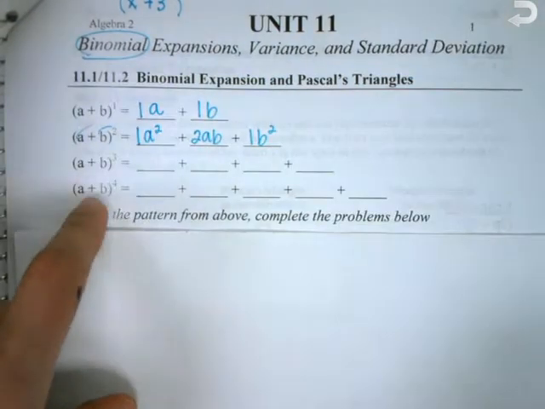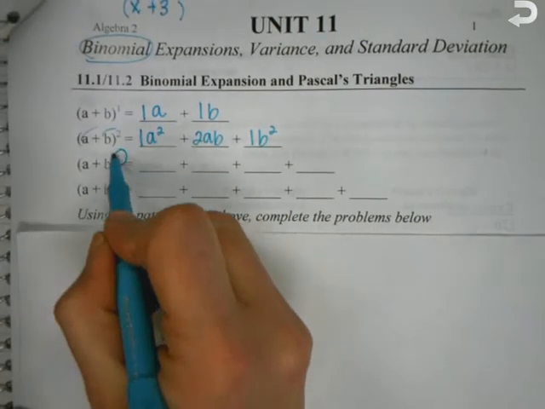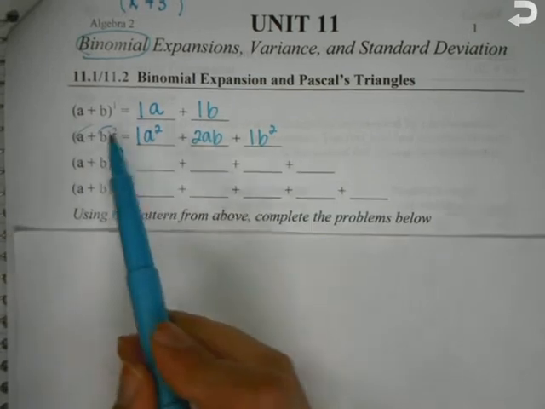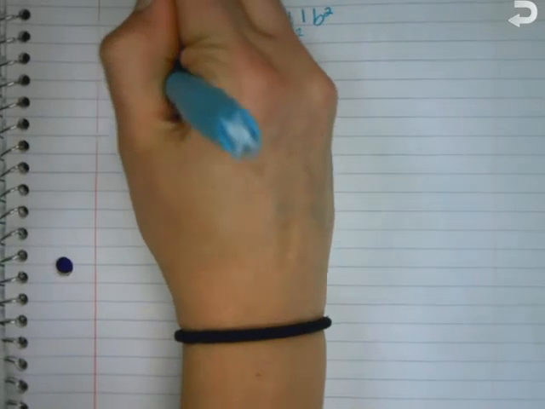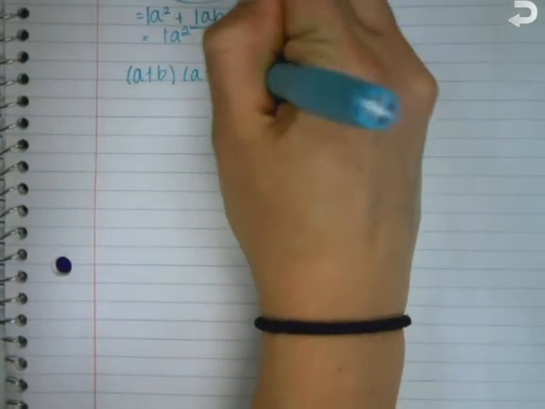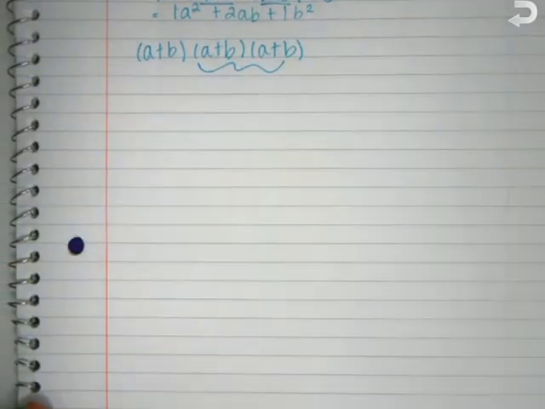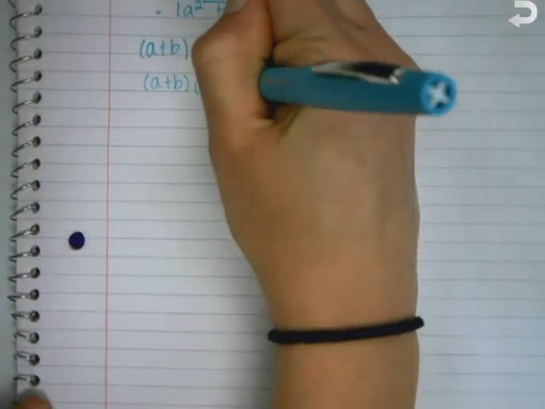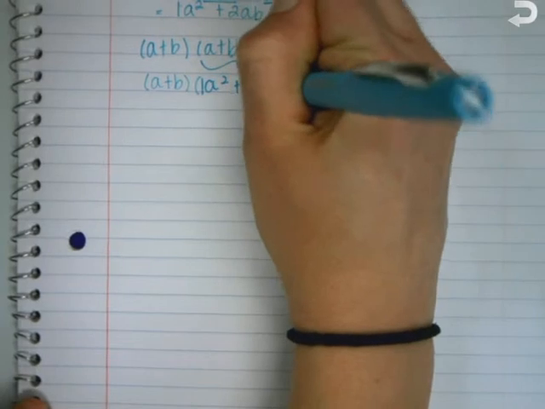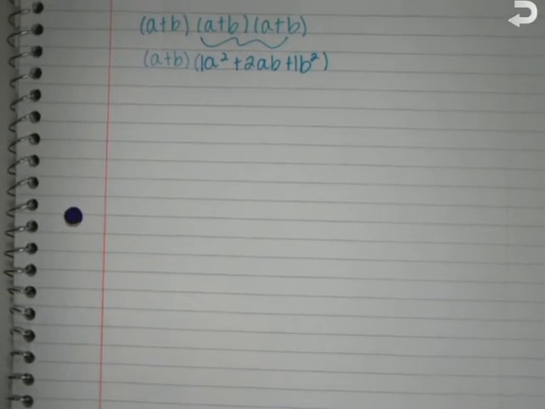Now I want to know what is a plus b to the third. I already know a plus b to the third is a plus b times a plus b times a plus b, right? Do I already know what this part is? We already did it, right? So this is the same as a plus b times 1a squared plus 2ab plus 1b squared. You guys okay with that so far? Okay, so then we can FOIL again or use the boxes if you want to.